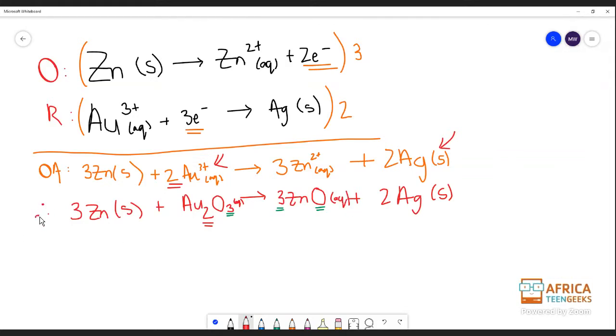Then when we write it in our cell notation, we have to remember that cell notation starts off with the anode and it goes to the cathode. Okay, and you remember the little rhyme, an ox gets fat and red cat gets fat. So your anode will have the oxidation reaction.